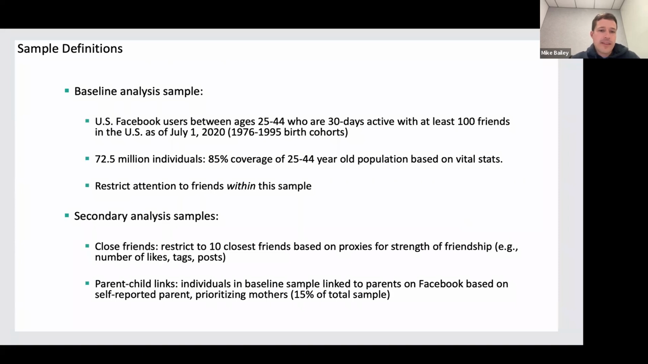And sort of the idea is take these users, take their network, label people using age, gender, some inferences like socioeconomic status, and then understand the inequalities in the social network linkages. We also looked at sub networks, like a close friend network where we restricted to the top 10 closest friends based on proxies for strength of friendship. We also looked at family networks. We have parent-child linkages where we linked about 15% of people in our sample to parents based on self-reports or other data we had.